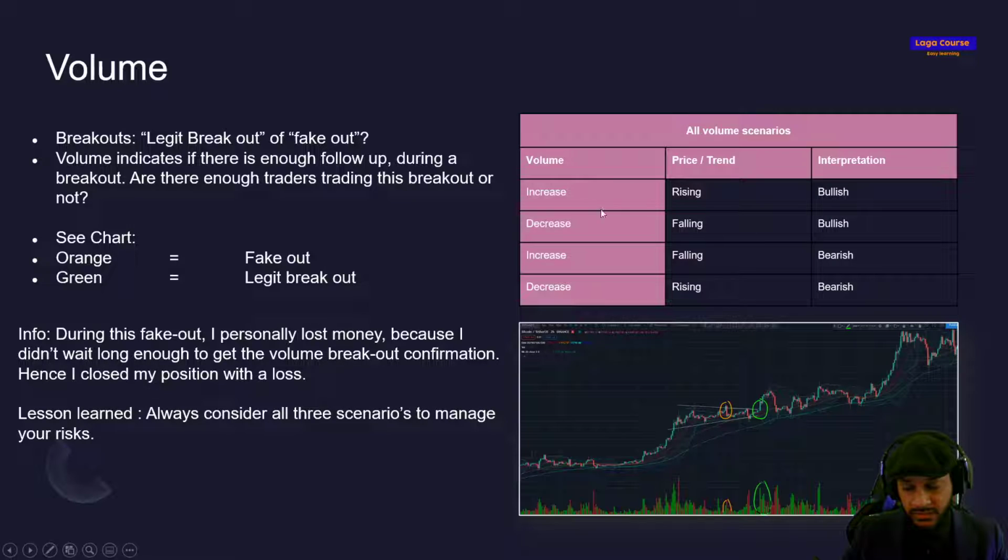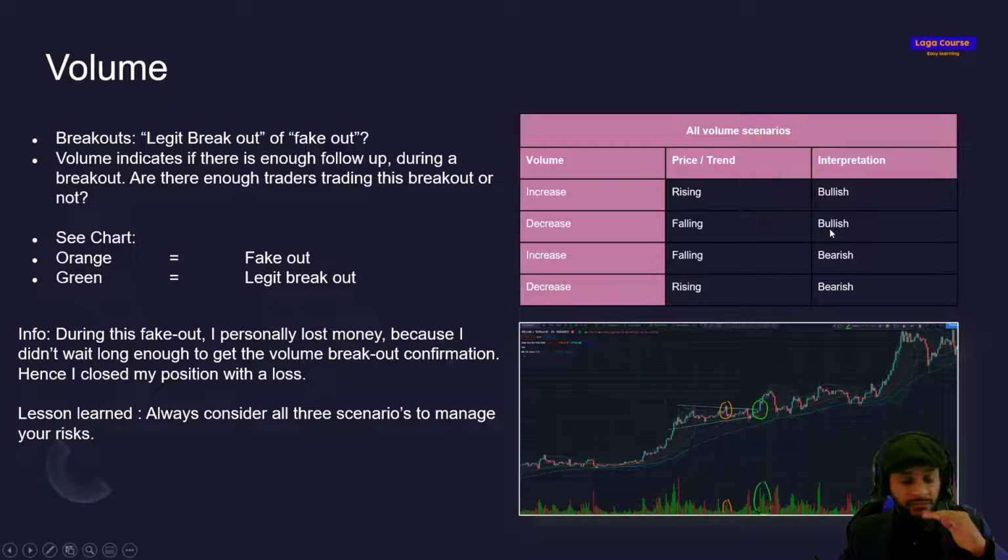I just made a scenario table for you to understand this indicator. If the volume is increasing while the trend is rising, then it's bullish. The trend is increasing and the volume is also increasing, which means the breakout is legit. There's enough follow-up to let the price go higher. If the volume decreases, there's not enough follow-up, and the price is falling, that actually means it's bullish, because the market is not going to crash.